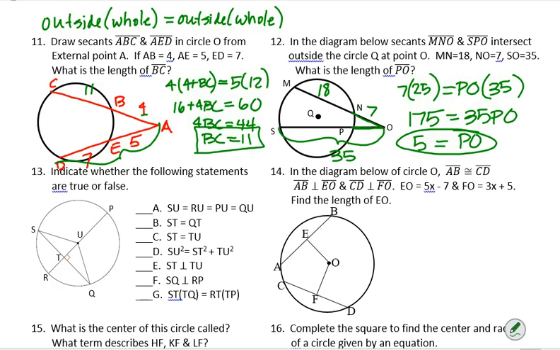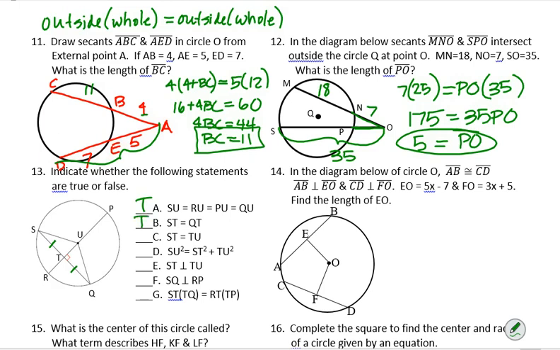All right, down here on number 13, it says indicate whether the following statements are true or false. So this is SU, it says they're congruent. SU is congruent to RU is congruent to PU is congruent to QU. Well, that would be a true statement because they're all radii of the circle. Then we have, sorry about that, shouldn't have erased that T. Okay, then we have ST is congruent to QT. That would be true because the diameter RP or the radius RU are bisecting that chord SQ because there's a right angle there, so that's true.